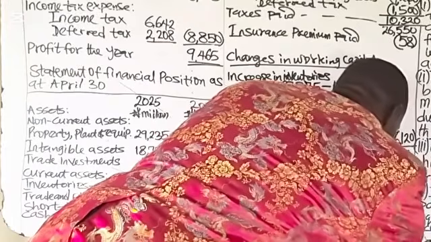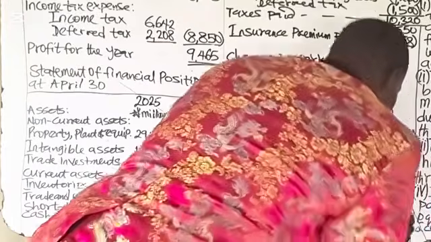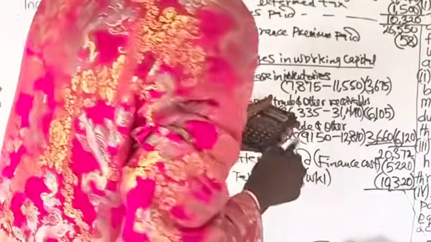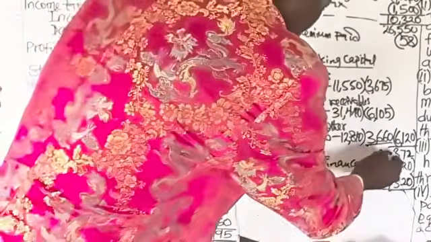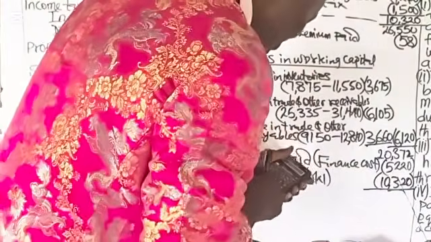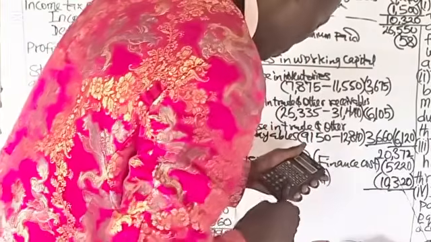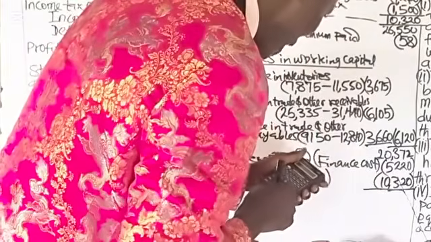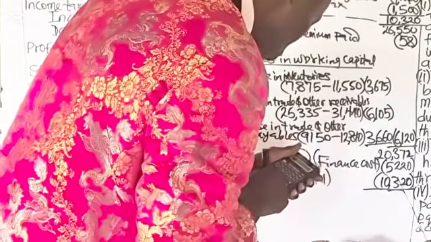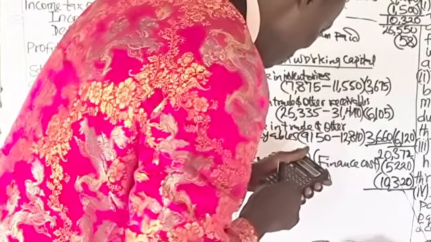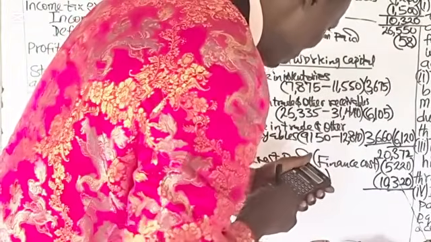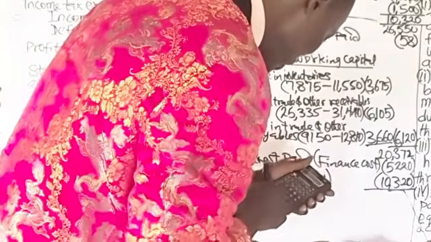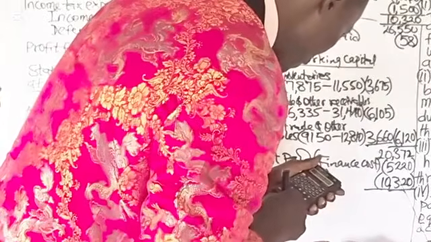If you subtract that, so 20,372 minus 5,220 minus 10,320. So we have 4,832.